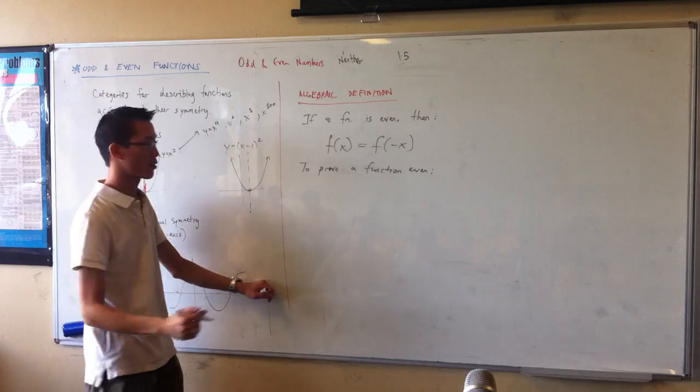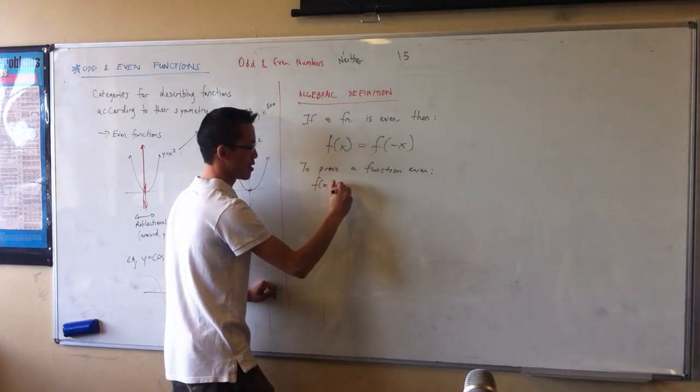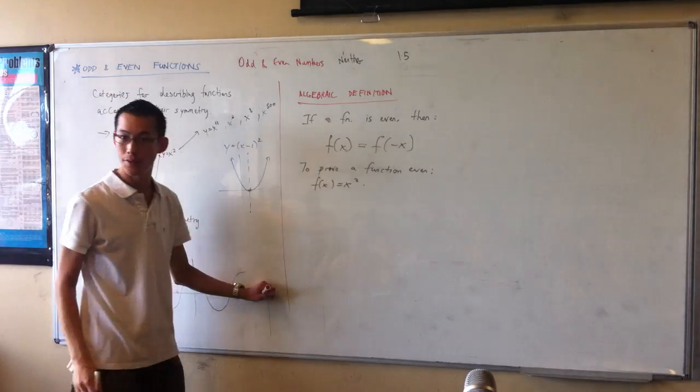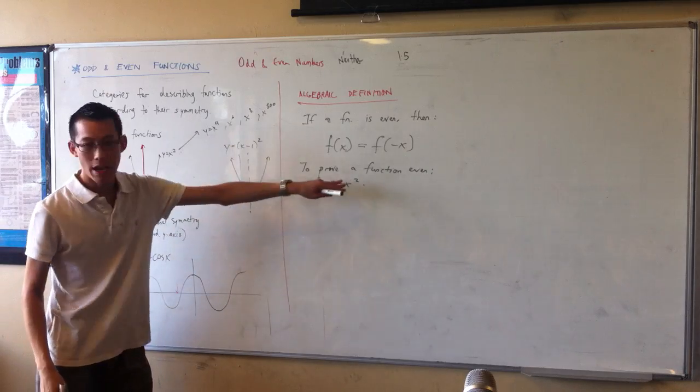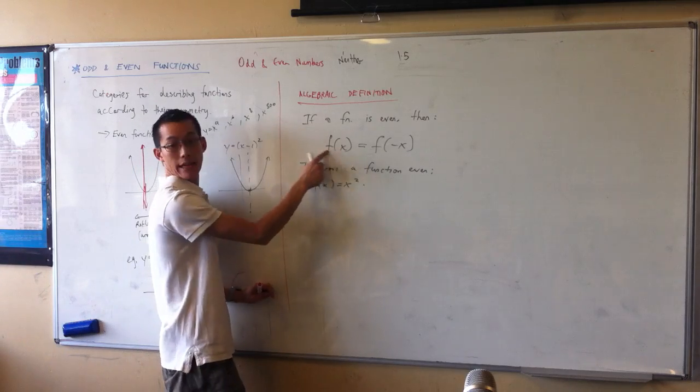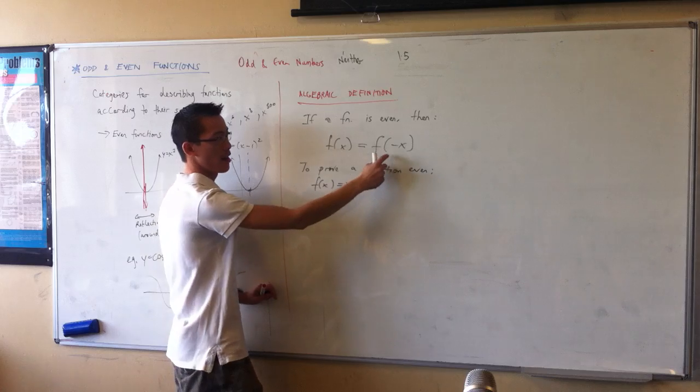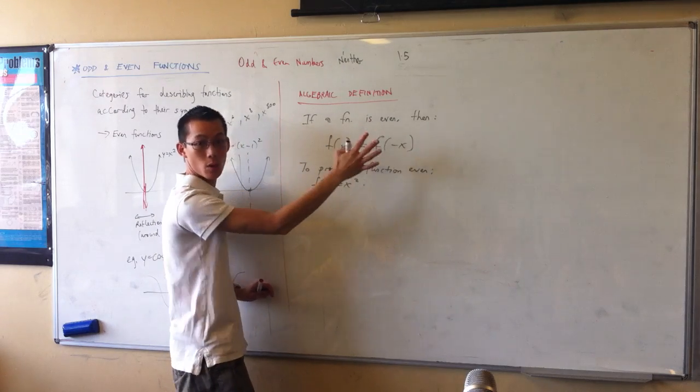Let's consider y equals x squared, or f of x equals x squared. I want to prove that it's even. There's my f of x. I know what my left-hand side looks like. I need my right-hand side. That's what I'm required to prove.